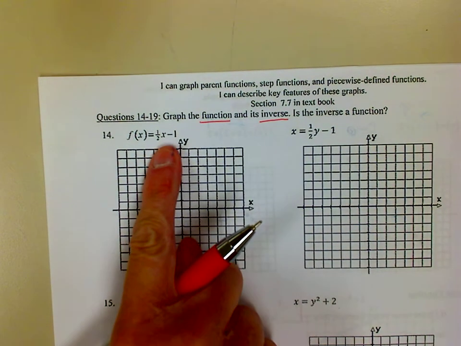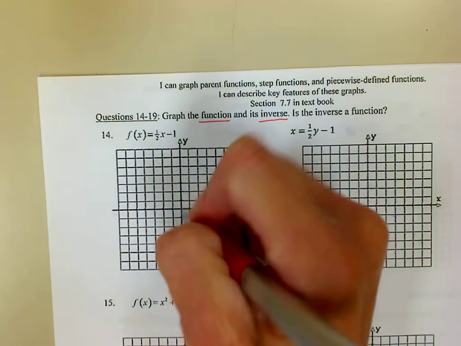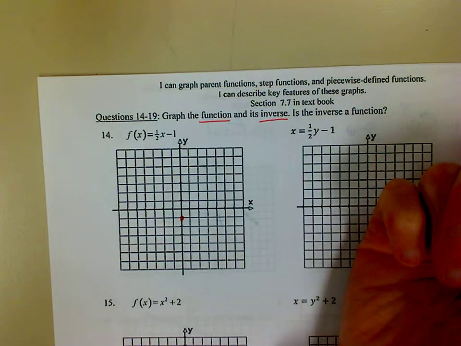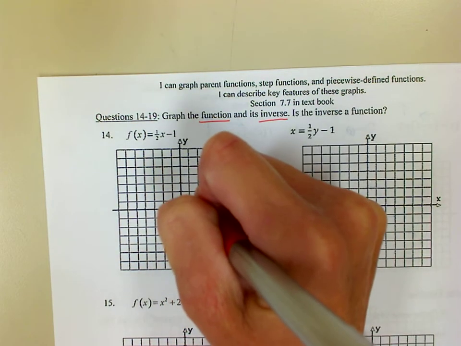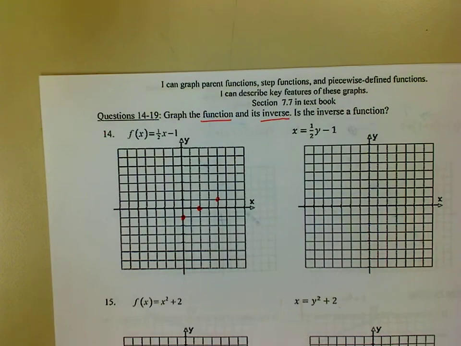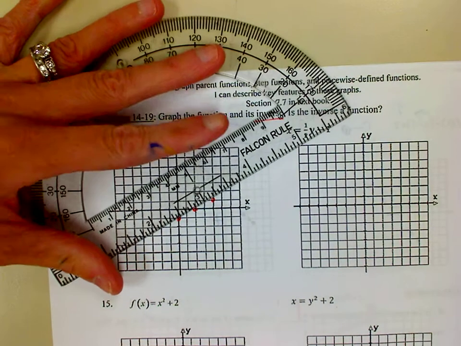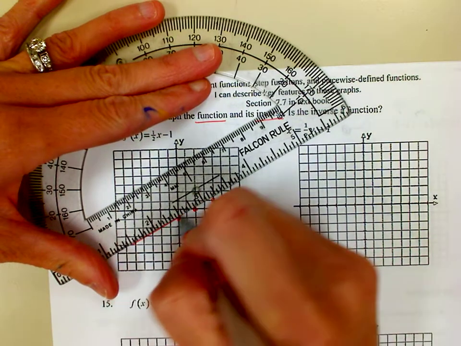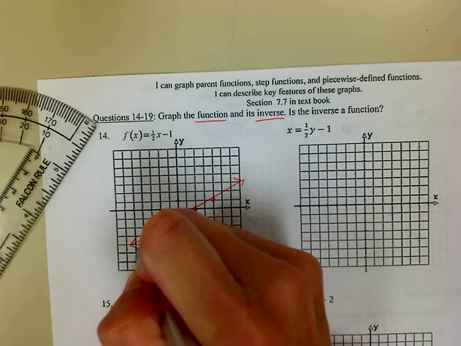So I'm going to go and graph this like I normally would graph it. So I'm going to go down 1, and then my slope is 1/2. So up 1 over 2, up 1 over 2. Then I'm going to connect. I'm going to use a straight edge. So there is that one.